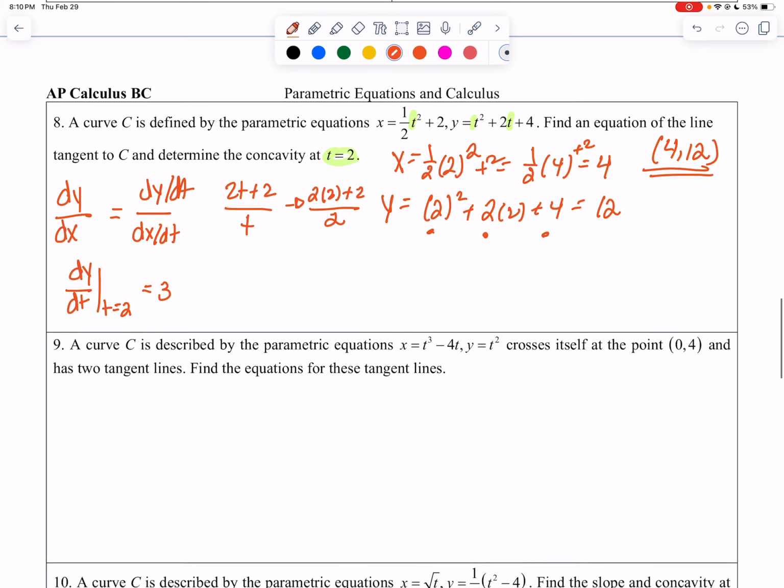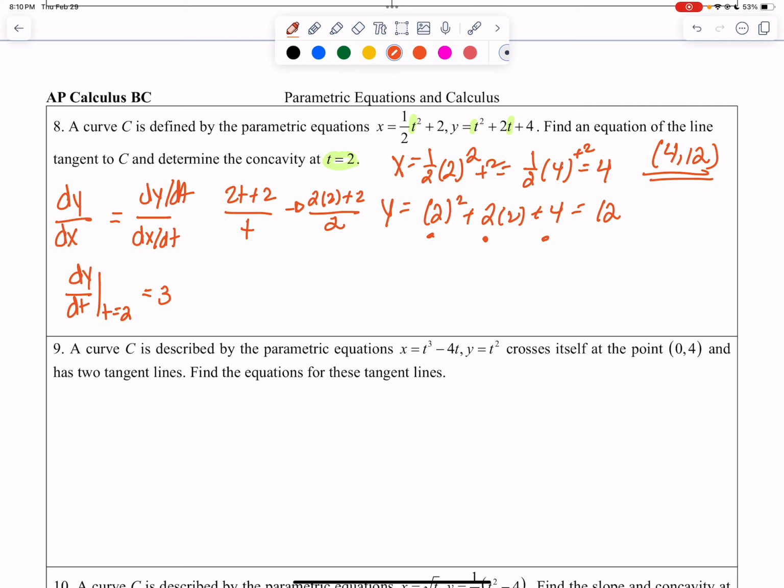Okay, so now just write the equation of the tangent line. Y minus 12 is equal to 3 times x minus 4. That's going to be your equation of the tangent line. Nice.